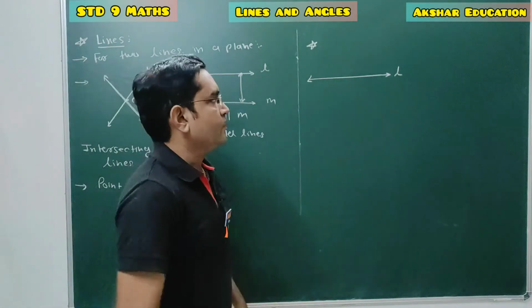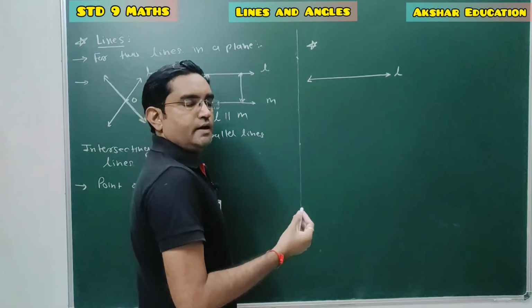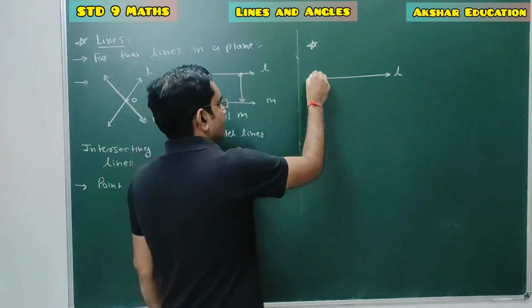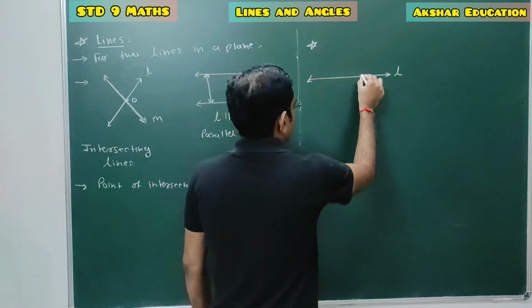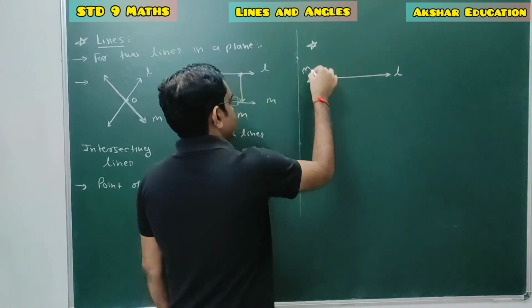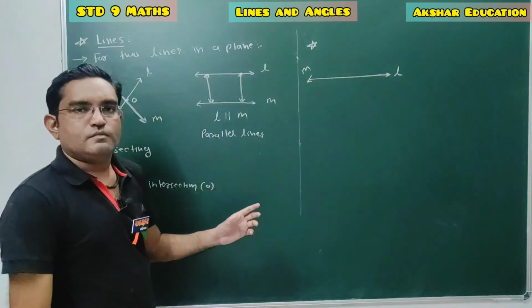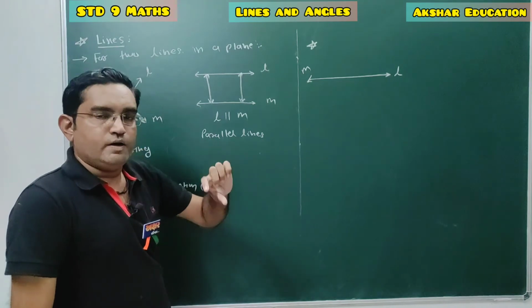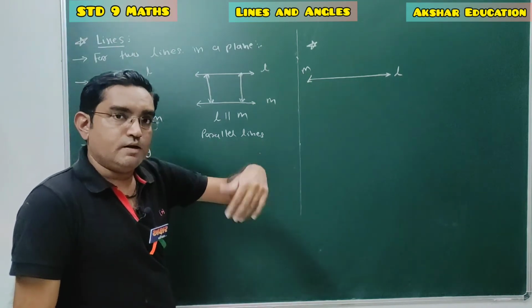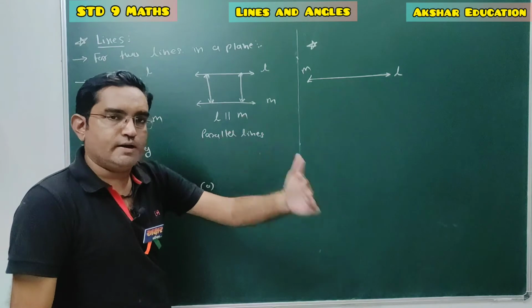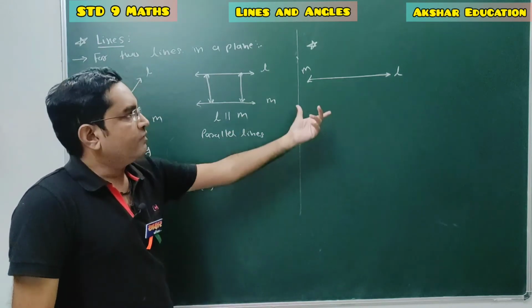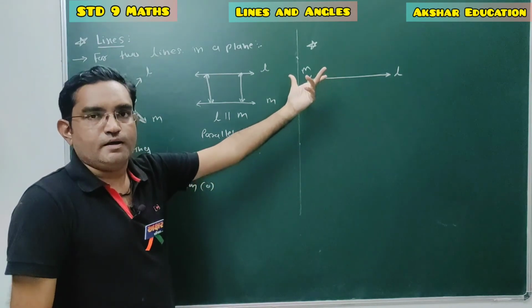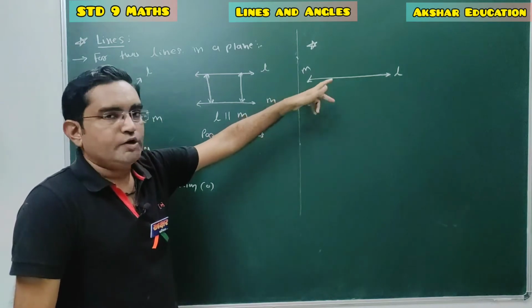And here, line L is there and another line which is line M. All the points of line M lie on line L. What has happened? That means one line lies on the other line, one line on top of the other. So it will look like one single line, but actually two lines are there.